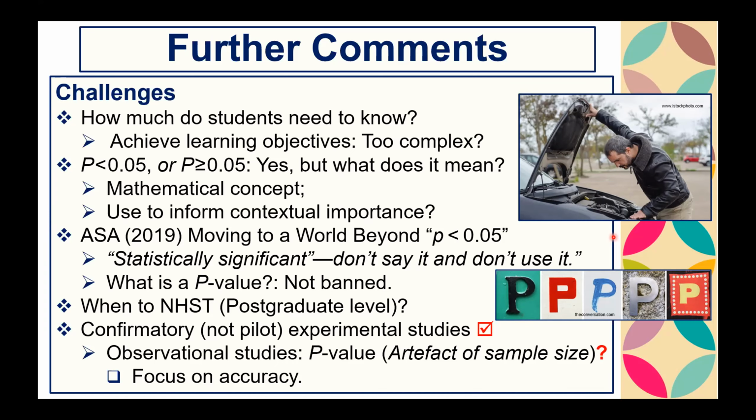But I will also have a difficult conversation with students about observational studies, because I really do feel that p-values are just an artifact of sample size there. And I say I have no idea what they mean. Absolutely zero idea. I'm quite comfortable with using, in an RCT, contextual significance to drive statistical significance, but I have no idea what it means in an observational study. And there we focus very much on the accuracy of my sample estimates.